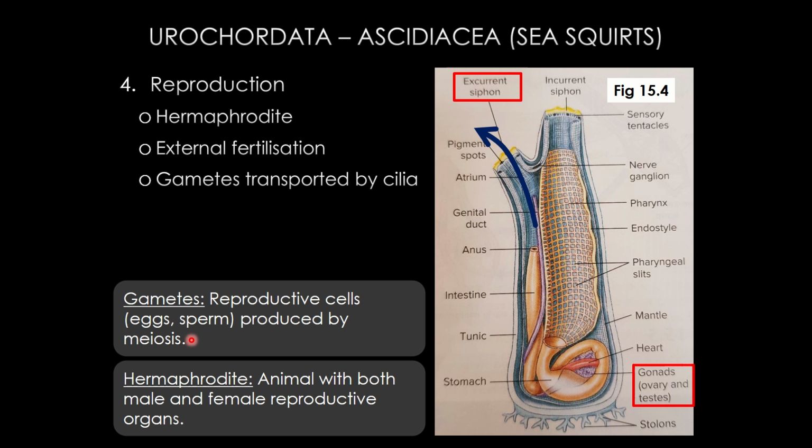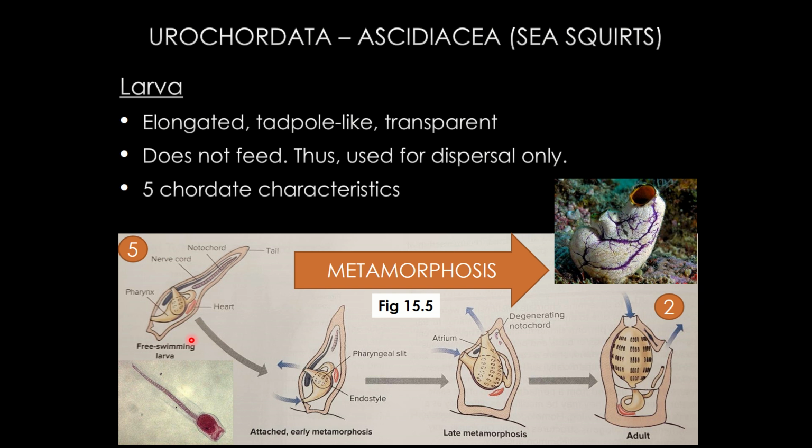All right, let's look at the larvae. So larvae are elongated, tadpole-like, and transparent. It does not feed. It's only used for dispersion. So the organism can only feed when it is attached to a substrate. It becomes sessile. It develops, and it metamorphoses into an adult. And then it can start to feed. And as it grows in size, it can grow sexual reproductive organs of its own, and it can produce its own gametes. They can be fertilized, and then the life cycle can continue.